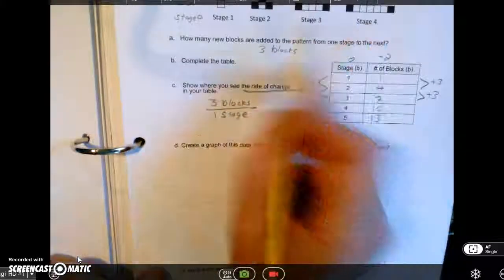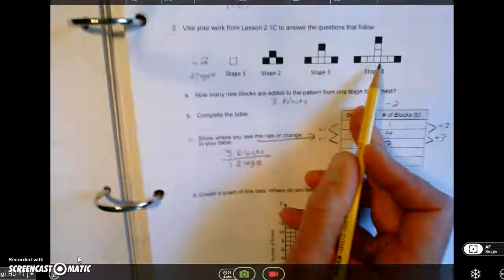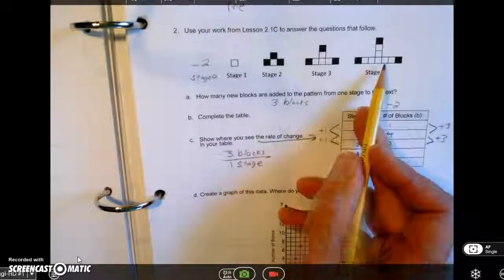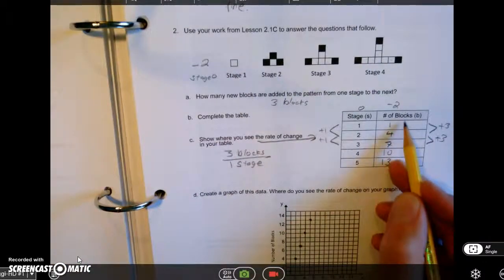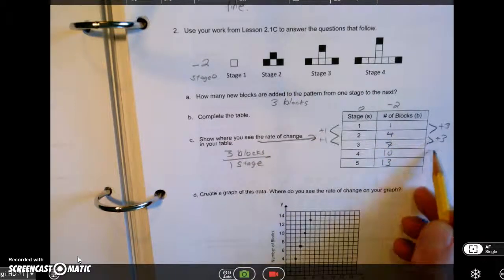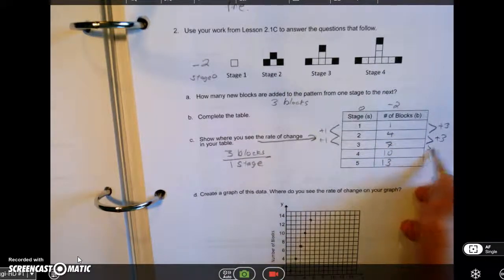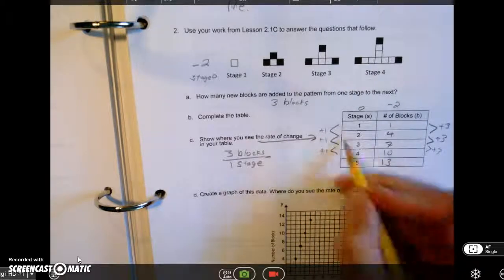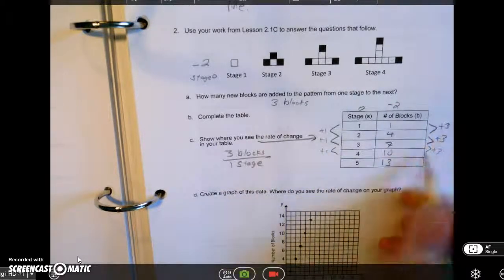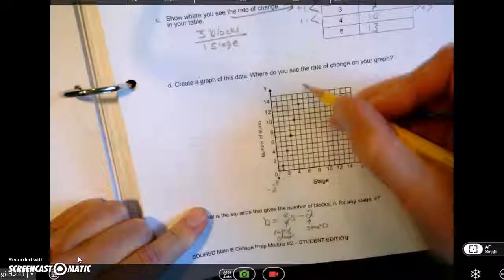Well, first of all, every time we add a new stage, we add the same number of blocks. So that's the geometric model. In the table, you can see that the b grows at the same rate every time as this grows by the same. So this is a linear pattern. The graph is obvious. It makes a line.